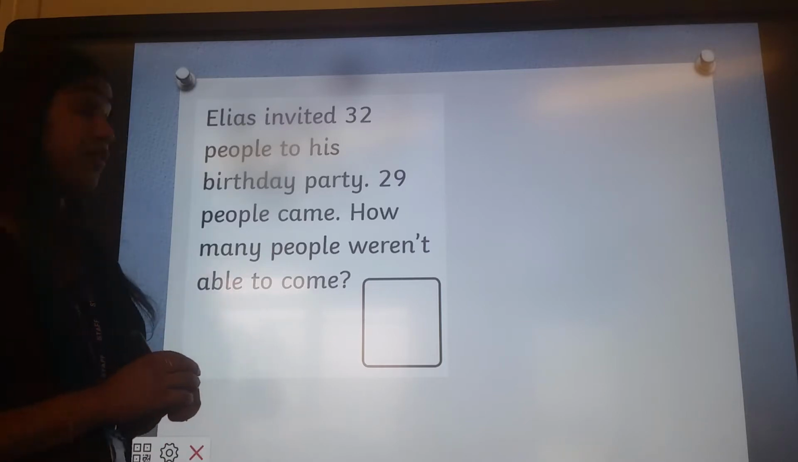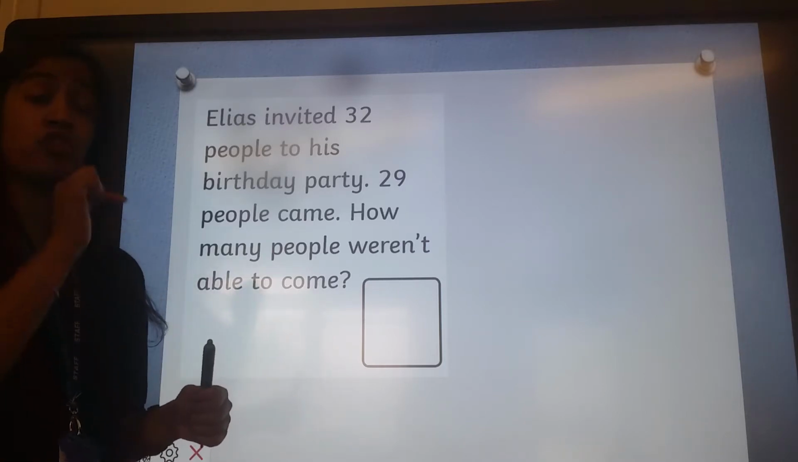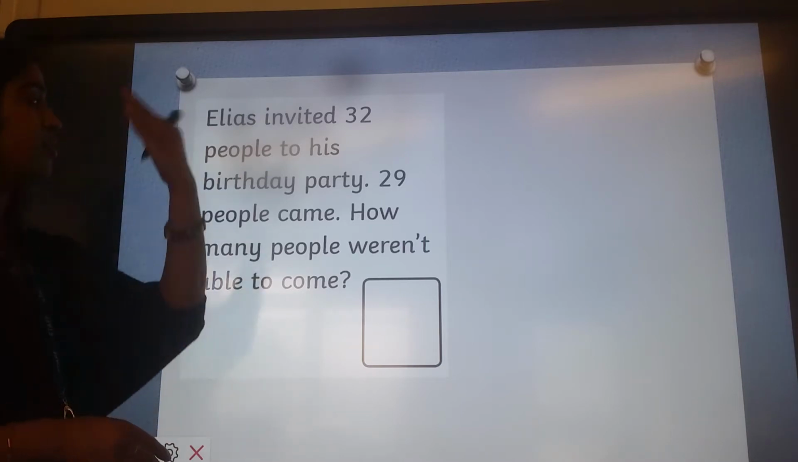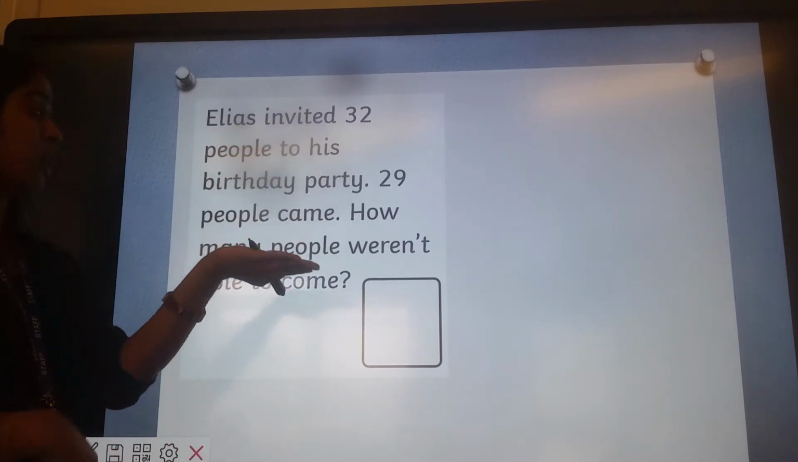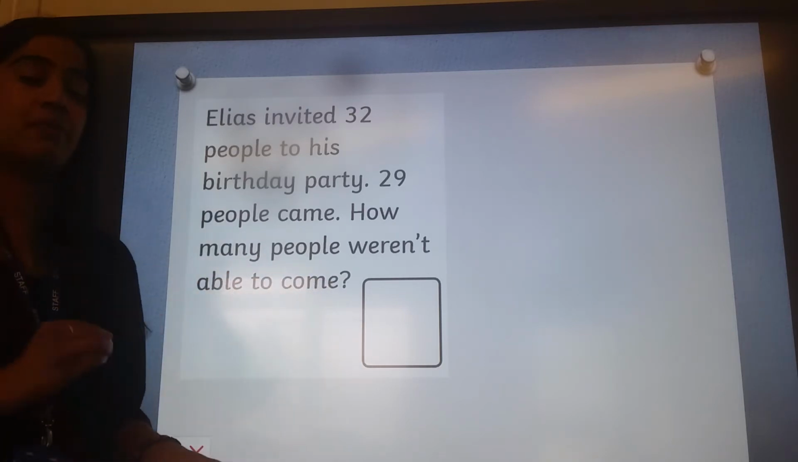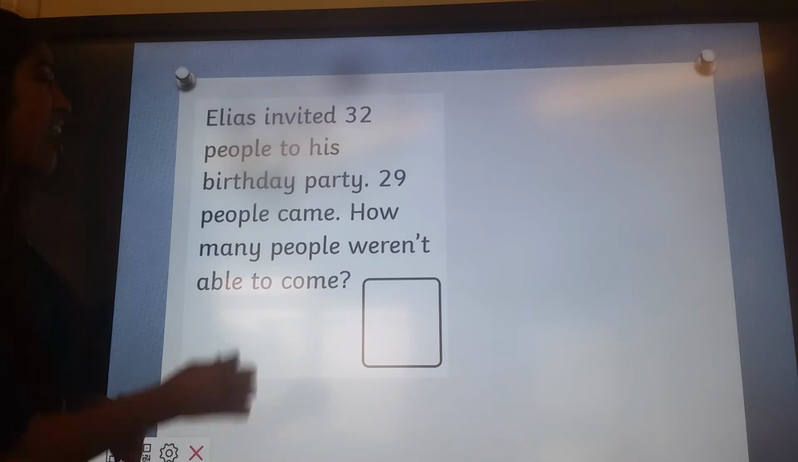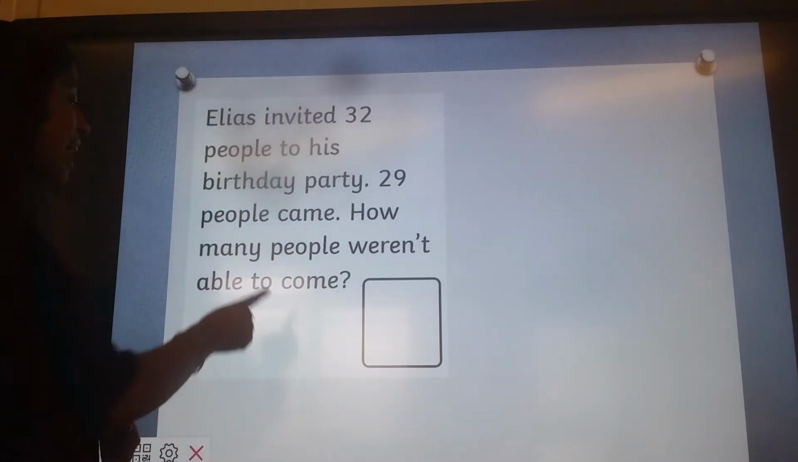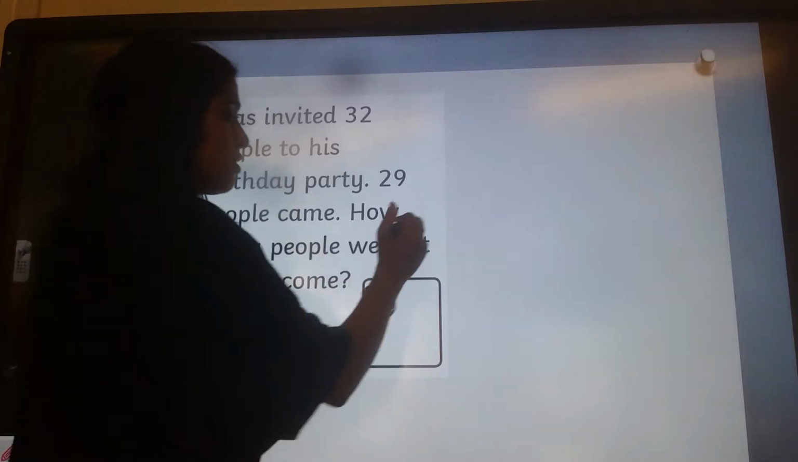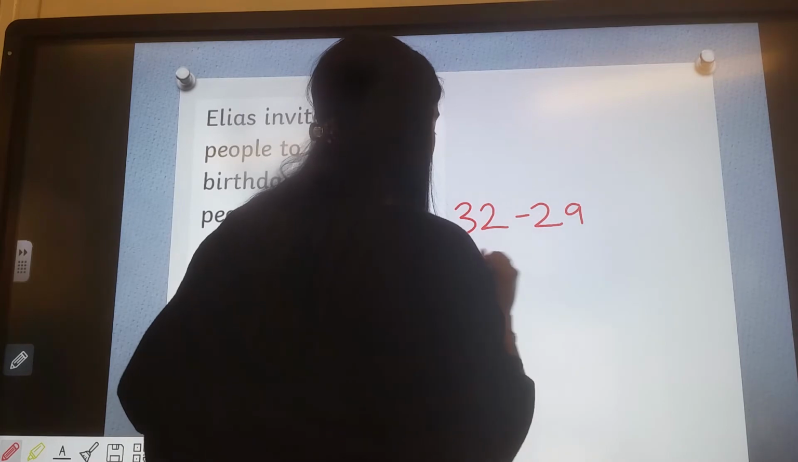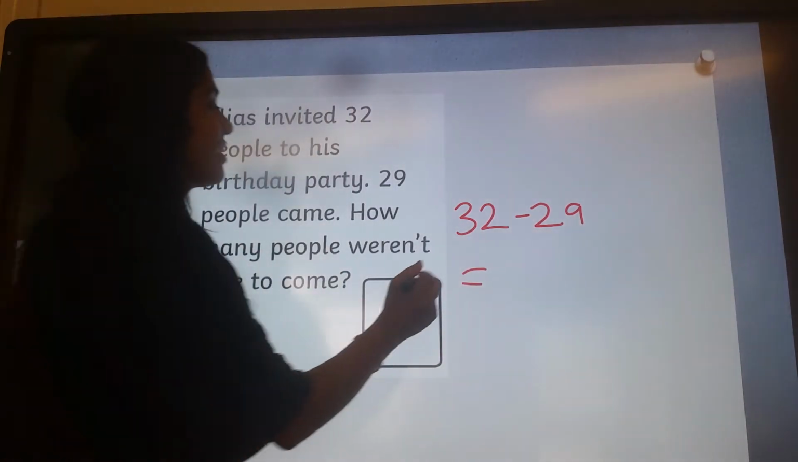Are we ready? If you're not ready, don't worry, just pause your video so you've got some time to work out the answer. So, Elias invited 32 people to his birthday party. 29 people came. So how many people were not able to come? To find out the answer, I need to subtract. I need to subtract 29 from 32 to find out how many people could not come to his party. So, 32 minus 29. The answer is excellent, 3.